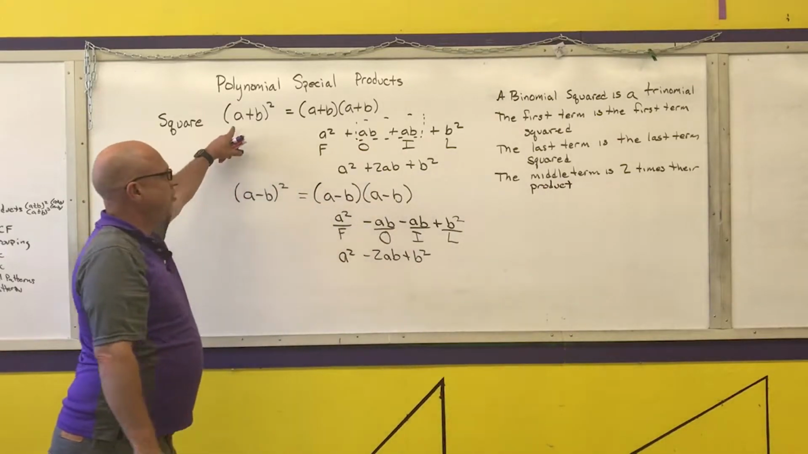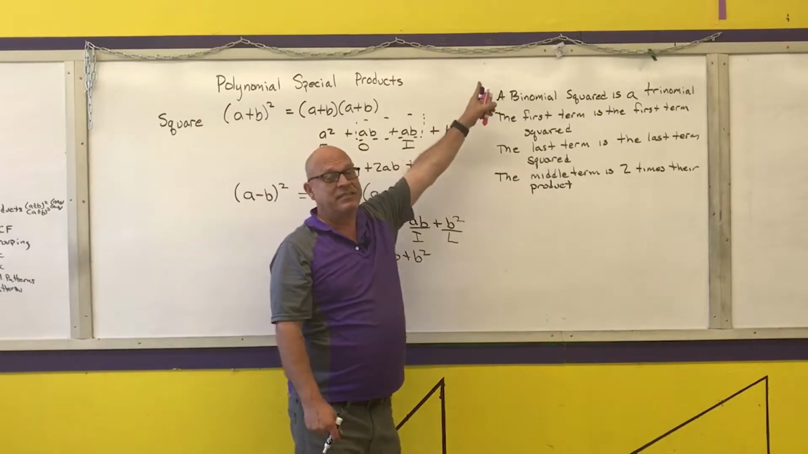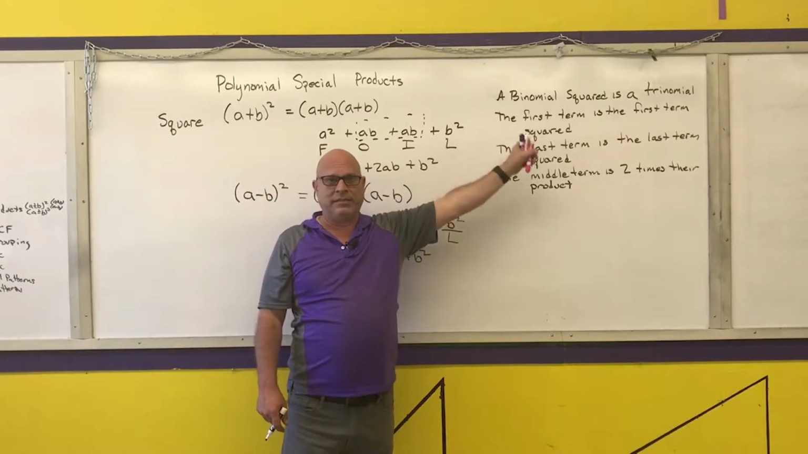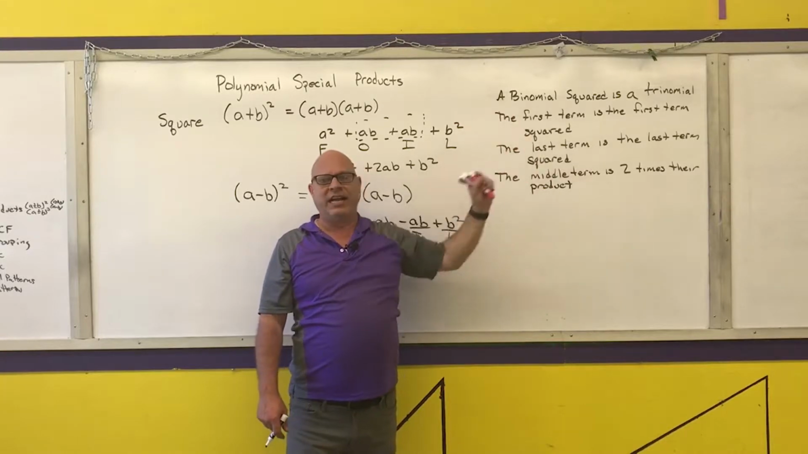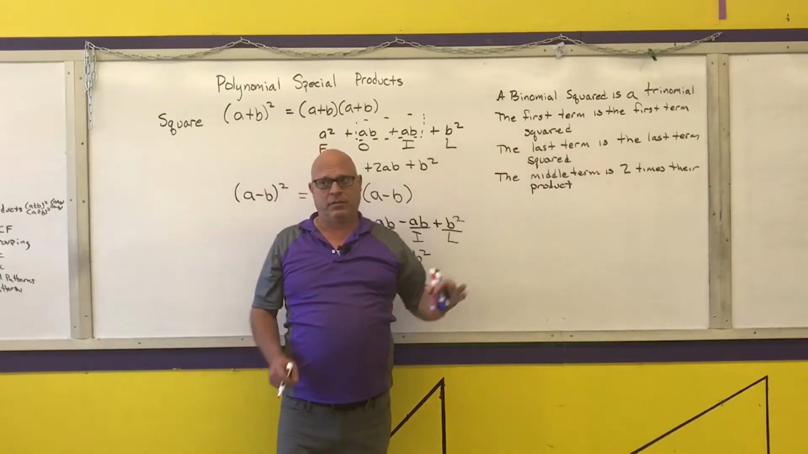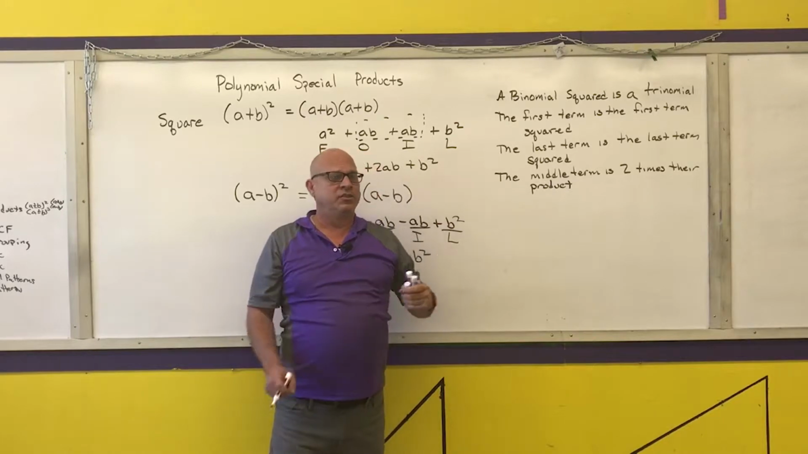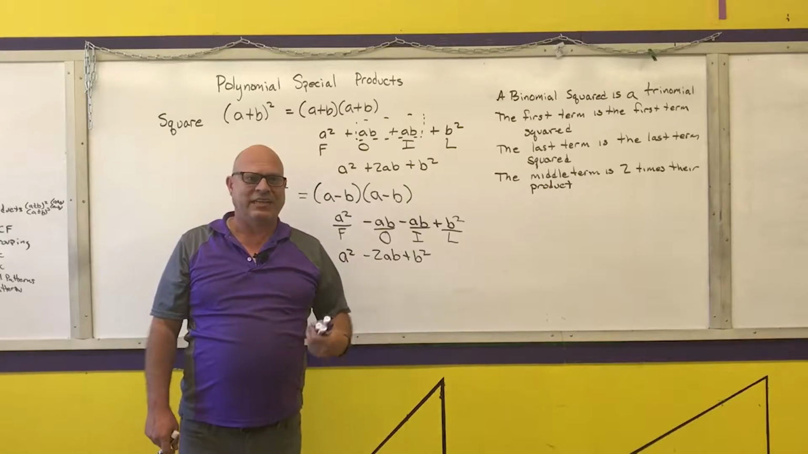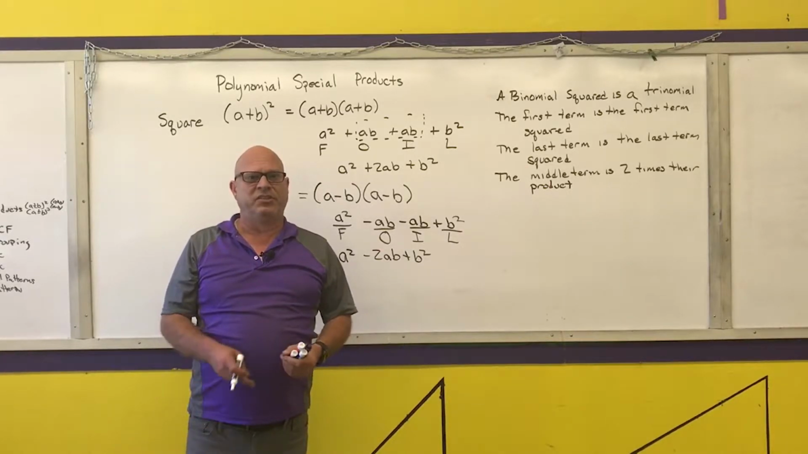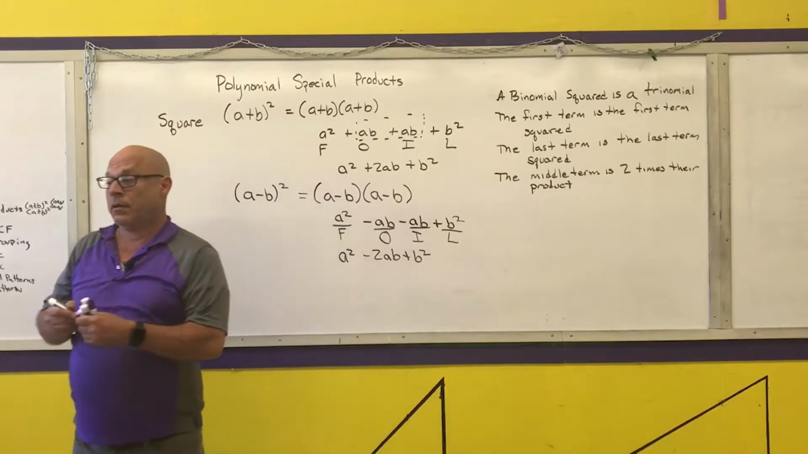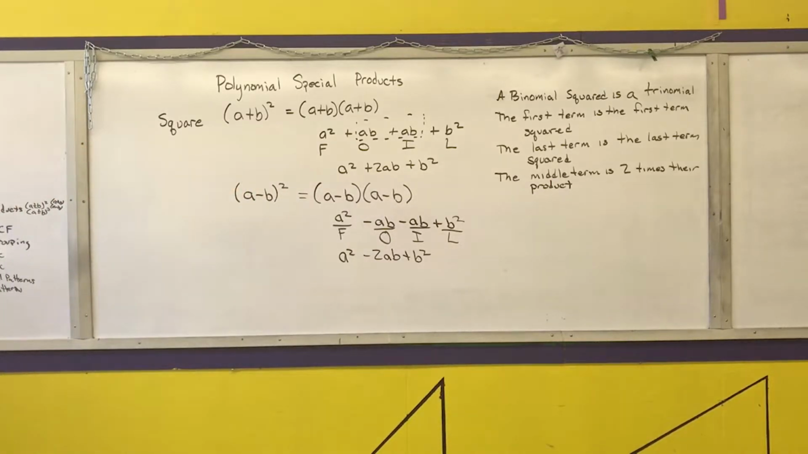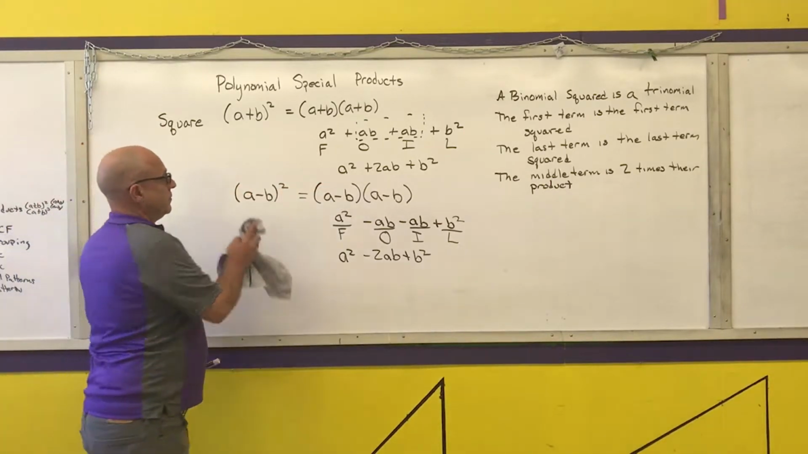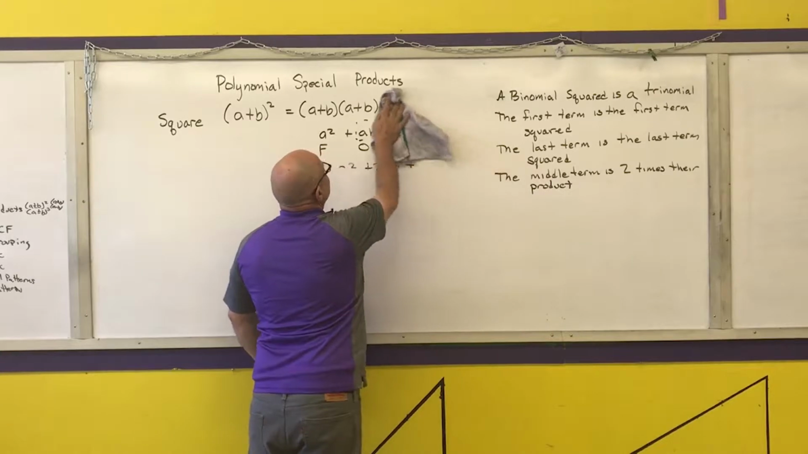Anytime I am squaring a binomial in class, these are the exact same words I will say every single time. I expect you to memorize this sentence, okay, and be able to write it out in words and to be able to use it from the words to come up with your answer. So again, the words are: a binomial squared is a trinomial. The first term is the first term squared. The last term is the last term squared. The middle term is 2 times the product. So I'm going to do a couple of examples using the sentence to come up with the answer.